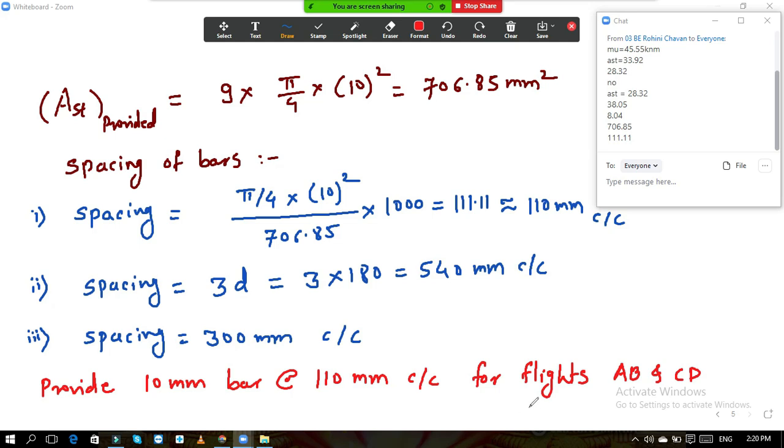Okay. Now we will move to the flight BC. Similarly, we will calculate the area of steel.